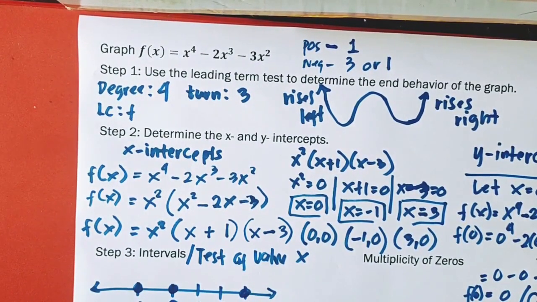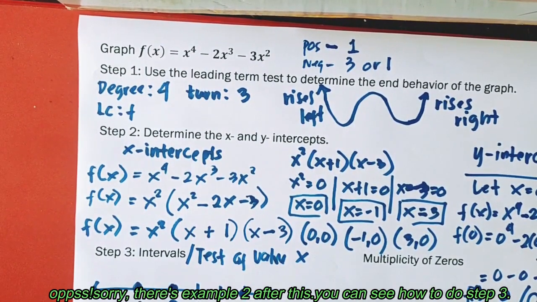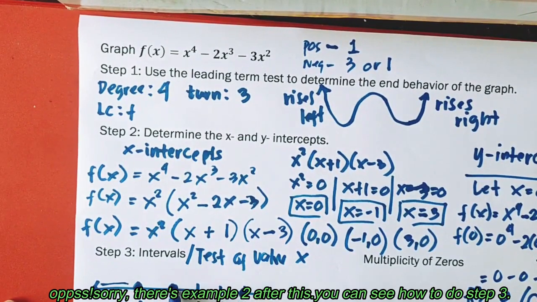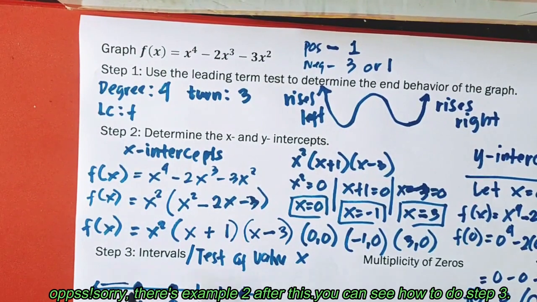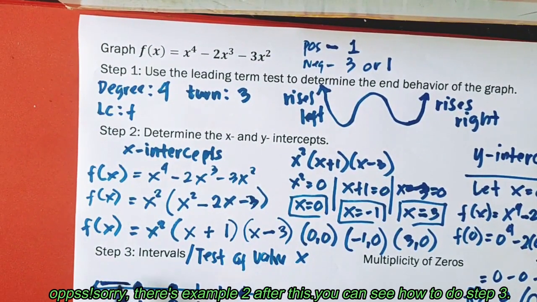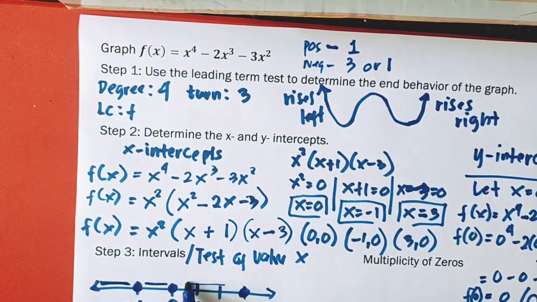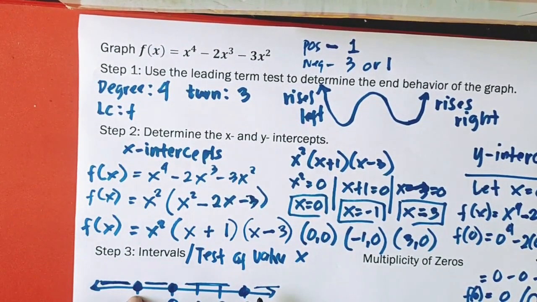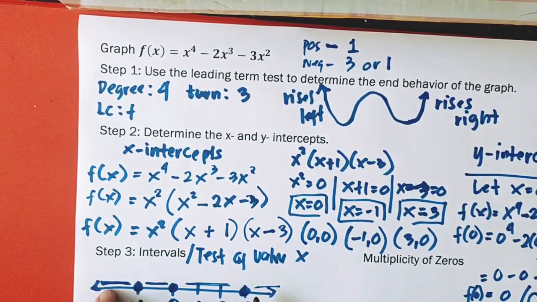So here, let's get the intervals, which means let's find other numbers. There are 3 points already, so we will find other numbers: to the left of these, in between these points, and to the right of them. What are the numbers to the left of negative 1? You can choose any number as long as it is located to the left of negative 1. So let's have negative 2.